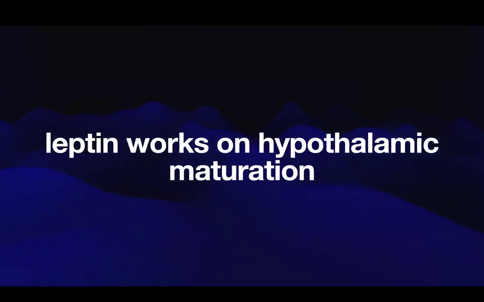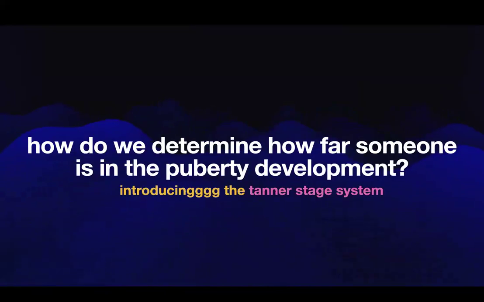Another important ingredient in the mix is leptin. Leptin works on hypothalamic maturation. Without going into too much detail on the physiology, the hypothalamus plays a very important role in kick-starting the menstrual cycle, the pulsatile GnRH secretions, and leptin works on that. So a higher leptin or a higher aromatase, both linked to higher adipose tissue, will lead to an earlier onset of puberty, and the opposite is true.